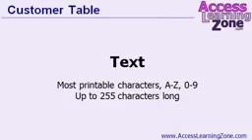The first type of data is text, and you'll probably use text fields more than anything else. Text fields are most printable characters, A through Z, uppercase and lowercase, and 0 through 9, plus pretty much everything else on the keyboard that is a printable character. Text fields can be up to 255 characters long, so they can store a decent amount of information.